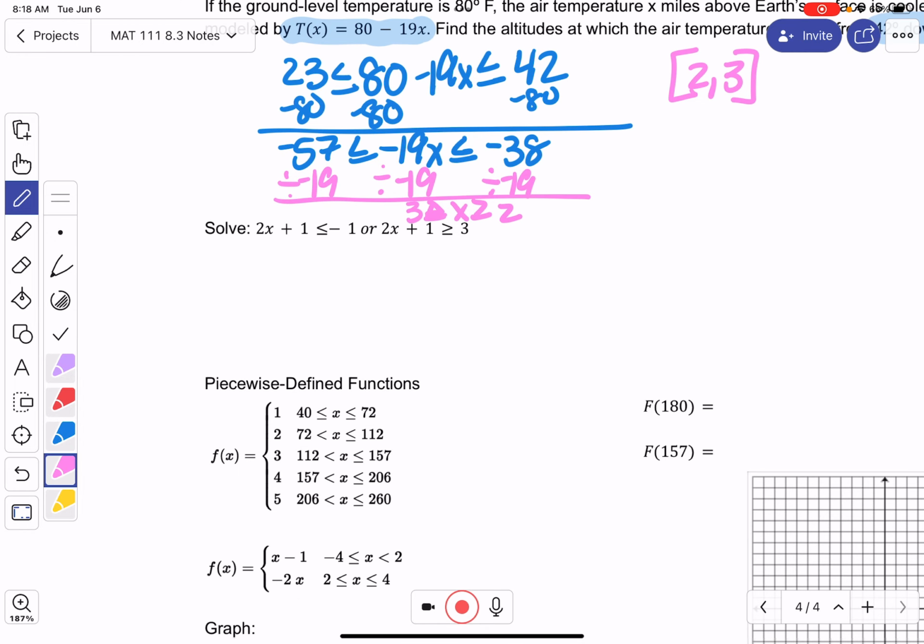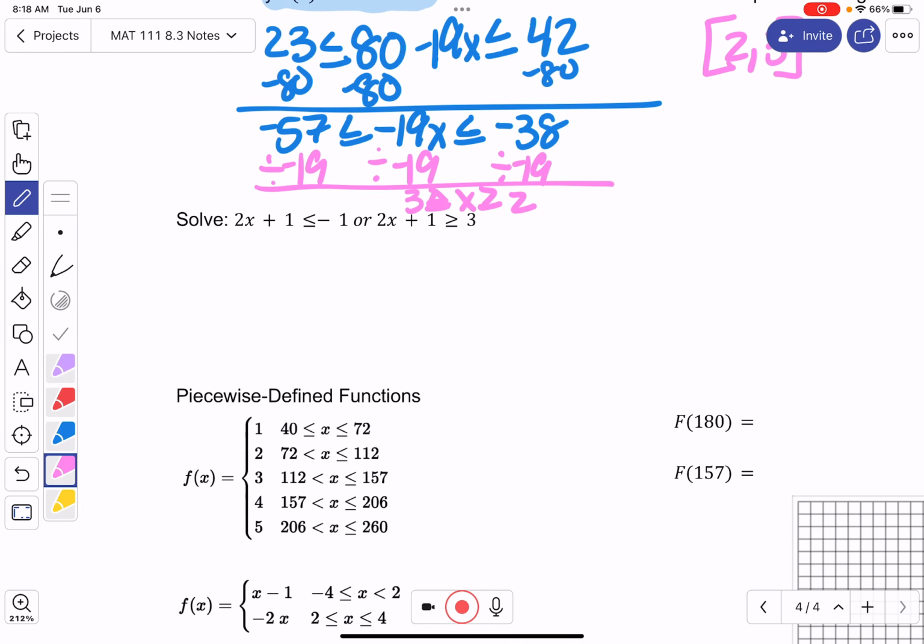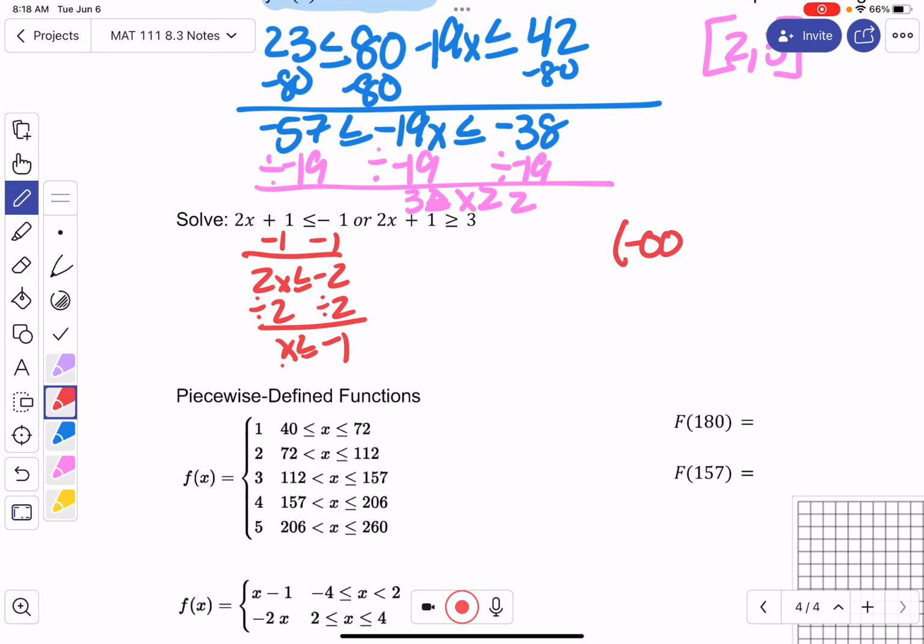All right. So try solving this, see how you do, and put your answer in interval notation. So we're going to subtract 1 from both sides. 2x is less than or equal to negative 2. Divide by 2. X is less than or equal to negative 1. As interval notation, that would be negative infinity to negative 1.